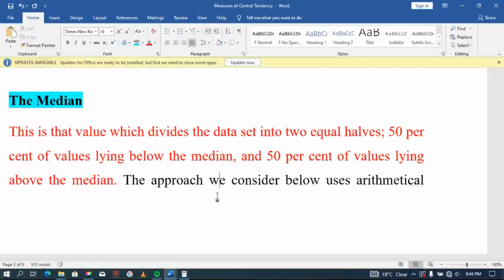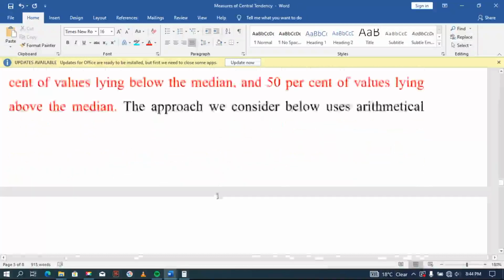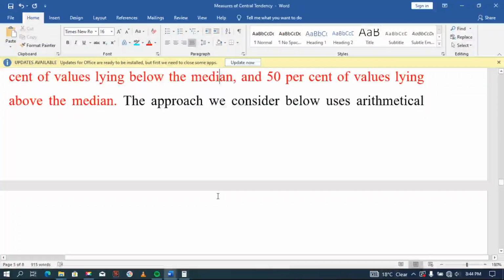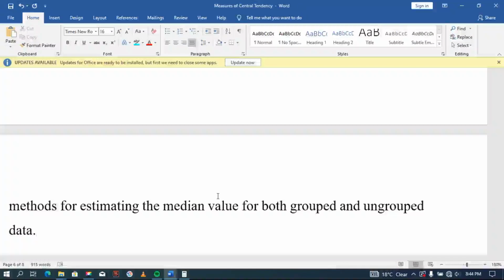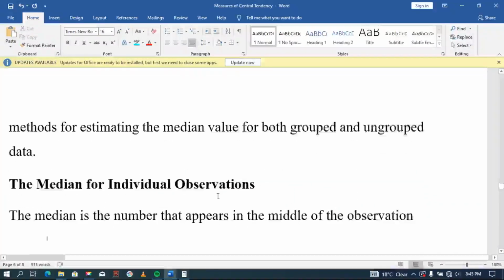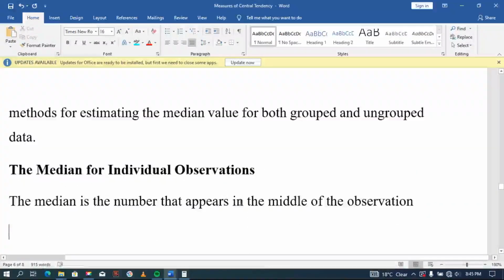So the approach we consider below uses arithmetical methods for estimating the median value for both grouped and ungrouped data. So still, when we talk about the median, we are going to find the median for two sets of data. Basically, that is grouped data and ungrouped data, specifically individual observations, as well as simple frequency distributions.